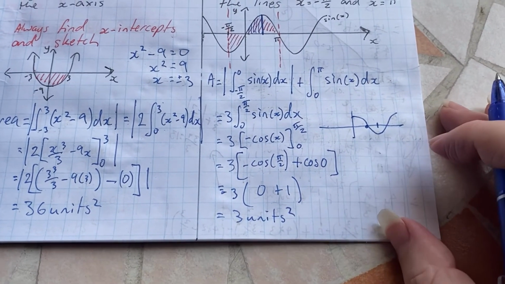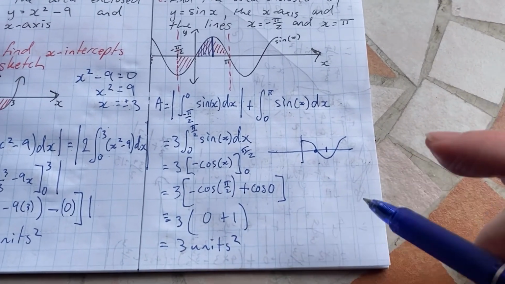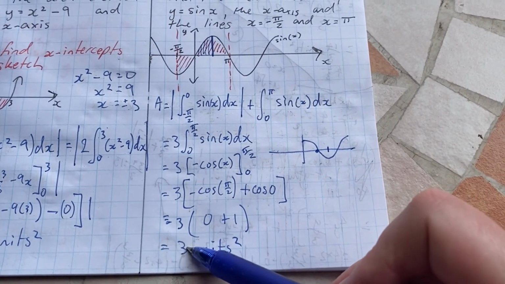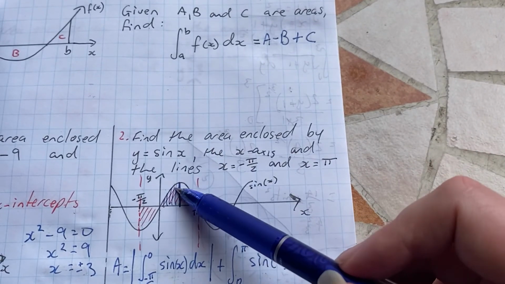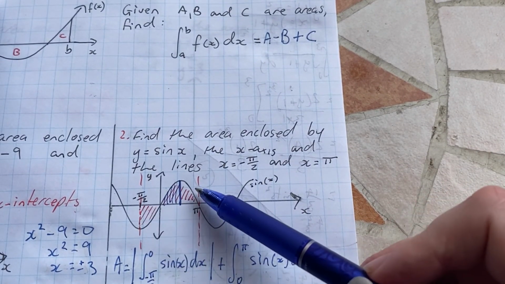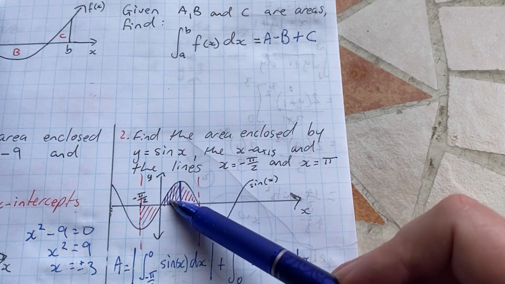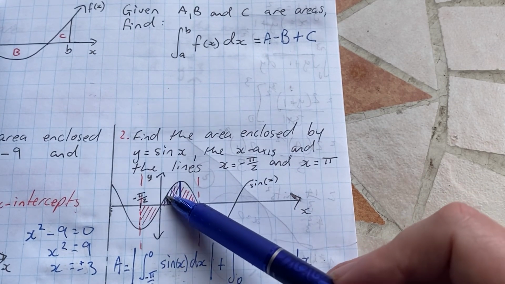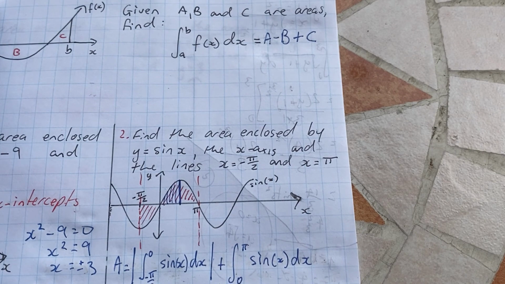One of the cool things about the cos and sine curves is you do get these nice numbers sometimes. So this area here is 1, that one is 1, and that one is 1. This whole area is 2. It's nice to know, but if you're asked to find that area, you still must show all the working out.